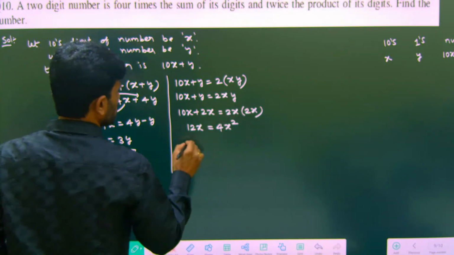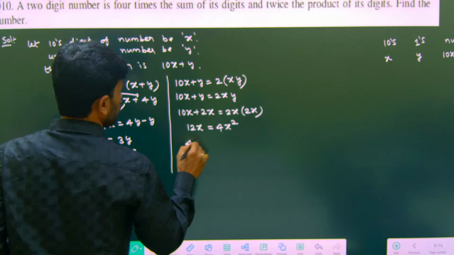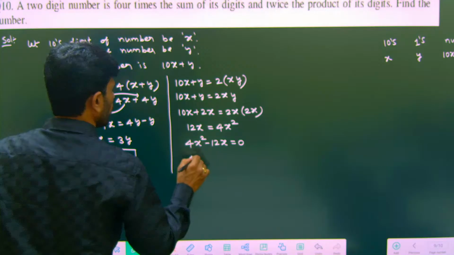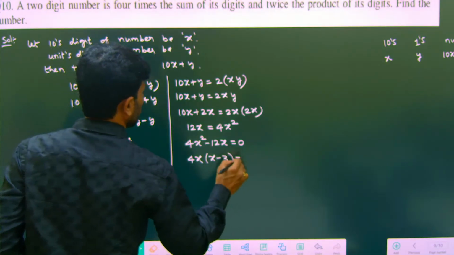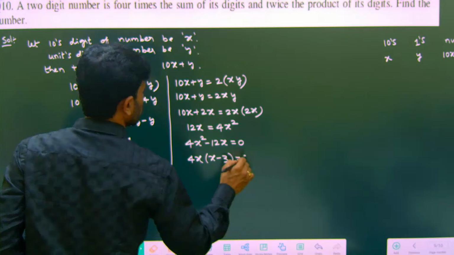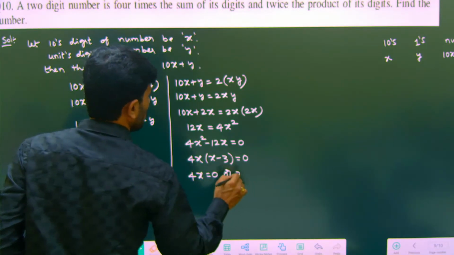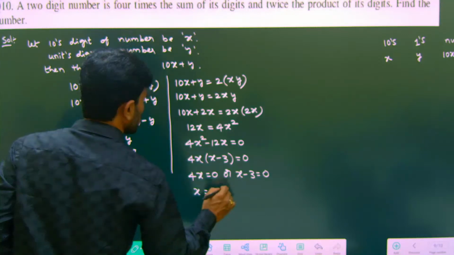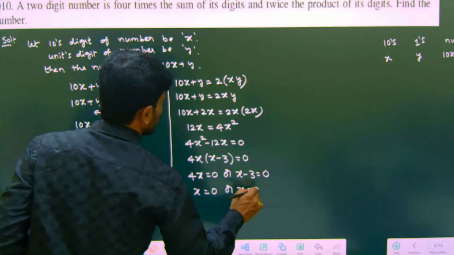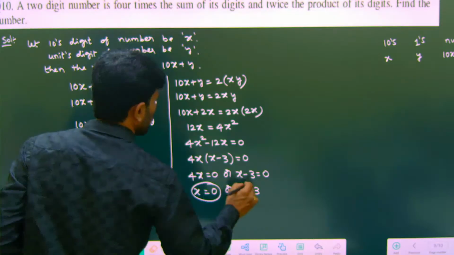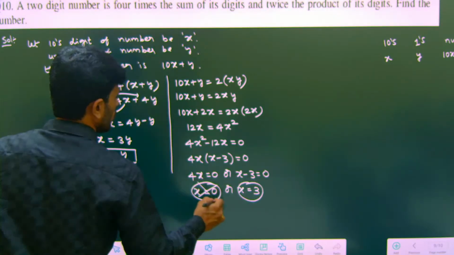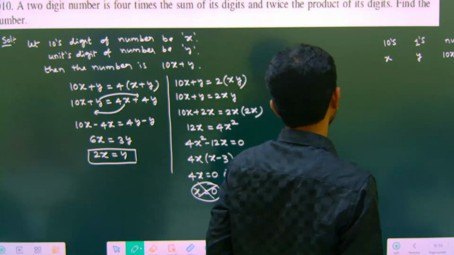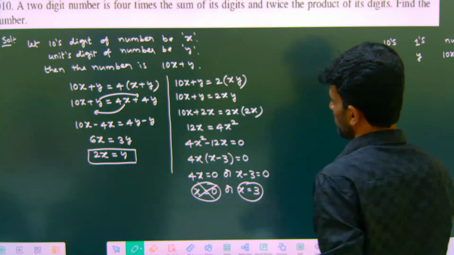So that means 12x is equal to 4x squared. When you transpose 12x to that side, 4x squared minus 12x is equal to 0. We can take 4x common: 4x into x minus 3 is equal to 0. So 4x is equal to 0 or x minus 3 is equal to 0. So x is equal to 0 by 4, which is 0, or x is equal to 3. But x equal to 0 we cannot take, because if x is 0, then there will not be a two digit number. So x is equal to 3.